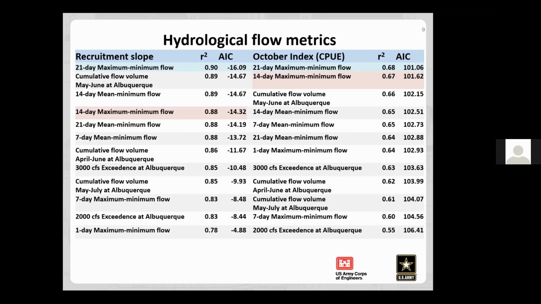I just pulled the top 15 or 16 metrics from each of these series of analyses. We also see that similar metrics occur for the October index. The R squares are not as high, and that makes sense because October is a couple months past when the recruitment metrics were calculated. So it's also factoring in mortality and fish survival, not just the production of offspring.